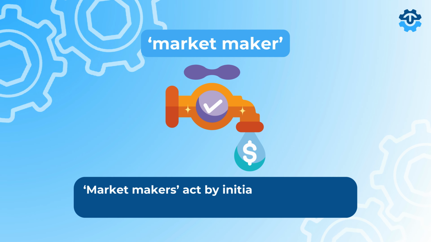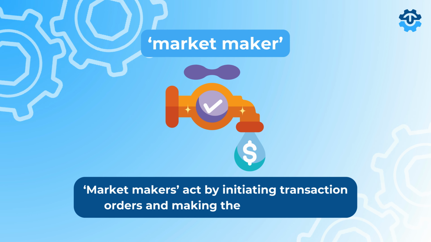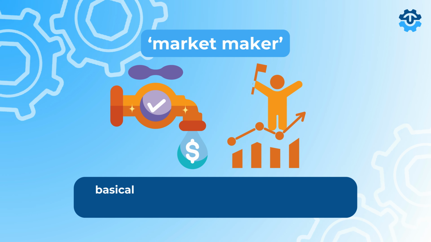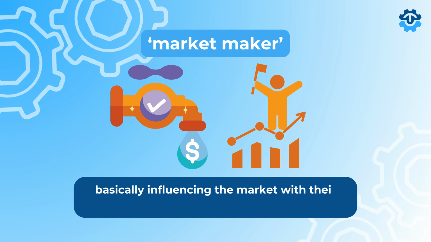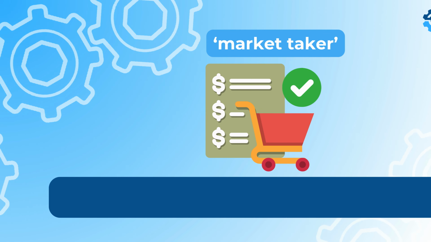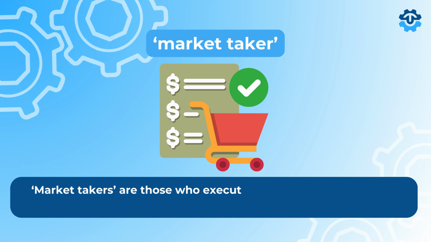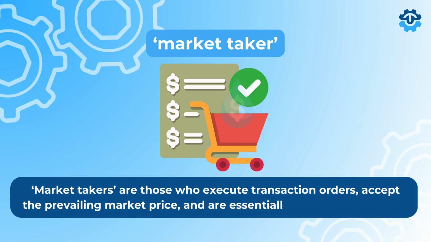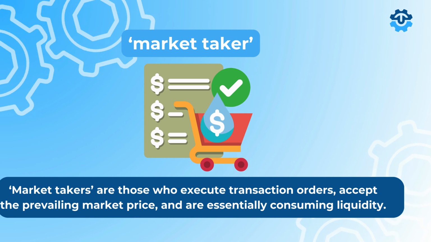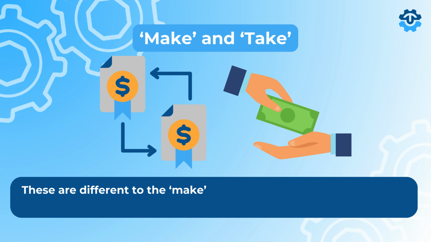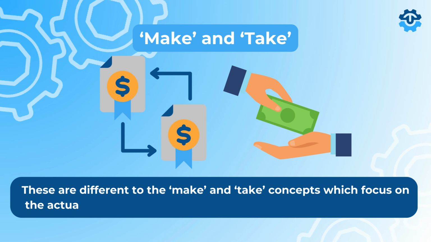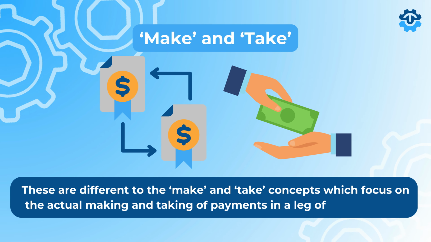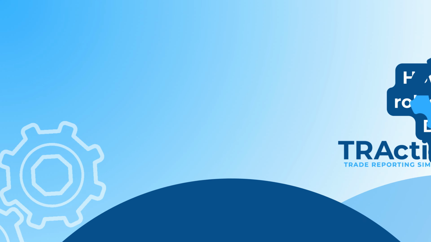Market makers act by initiating transaction orders and making the market liquid, basically influencing the market with their pricing power. Market takers are those who execute transaction orders, accept the prevailing market price, and are essentially consuming liquidity. These are different to the make and take concepts, which focus on the actual making and taking of payments in a leg of a transaction.